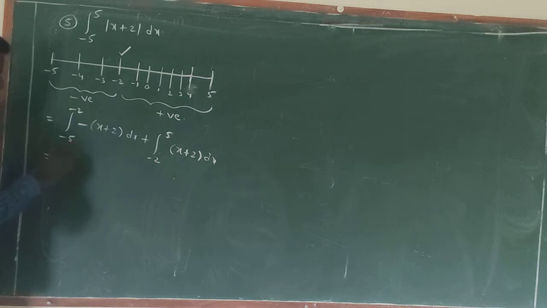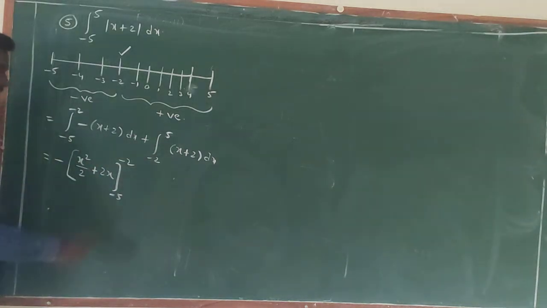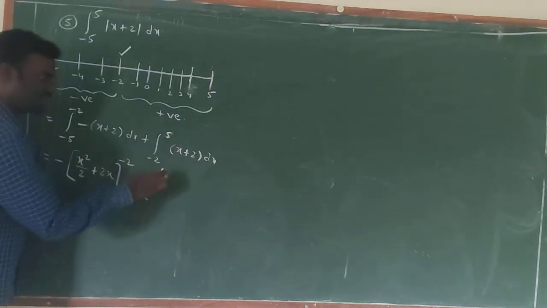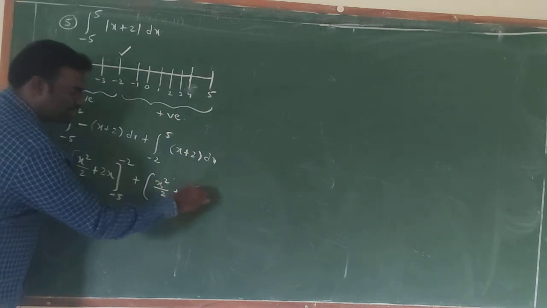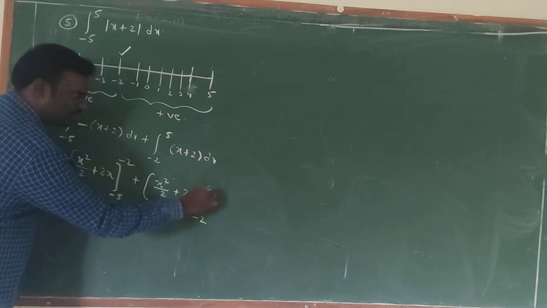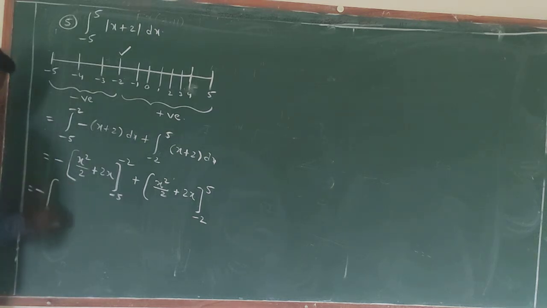Now integrate and substitute the limits. That equals minus, what is the integration of x? Integration of x is x square by 2, integration of 2 is 2x, between the limits minus 5 to minus 2. Here also, integration of x is x square by 2, integration of 2 is 2x, between the limits minus 2 to 5. First we need to substitute the upper limit, after that the lower limit.